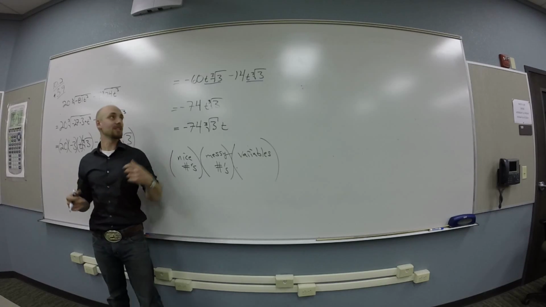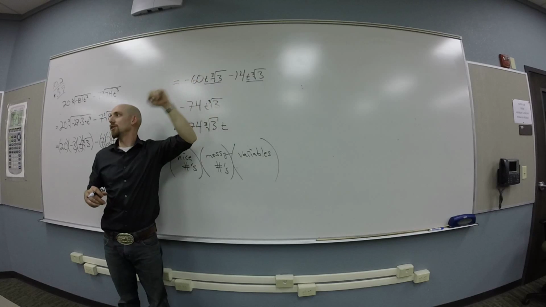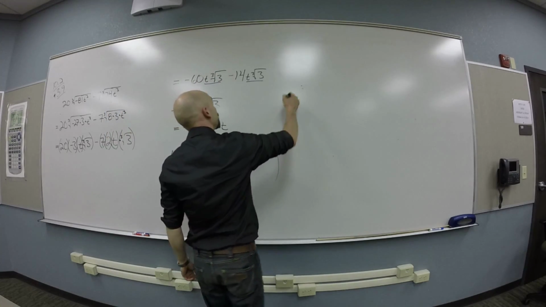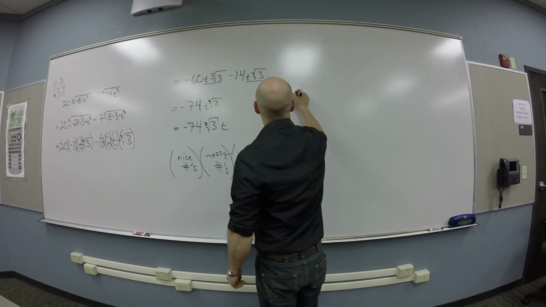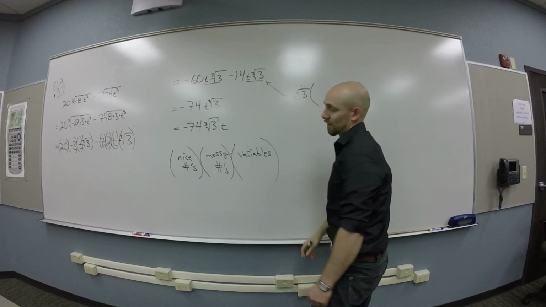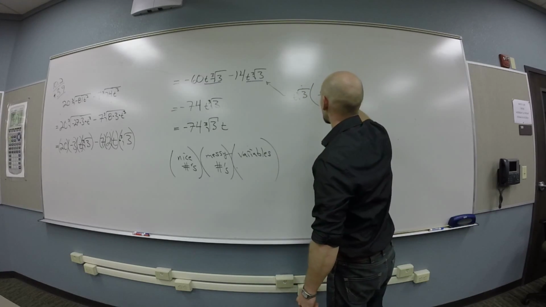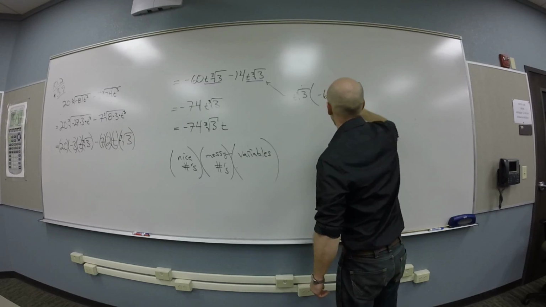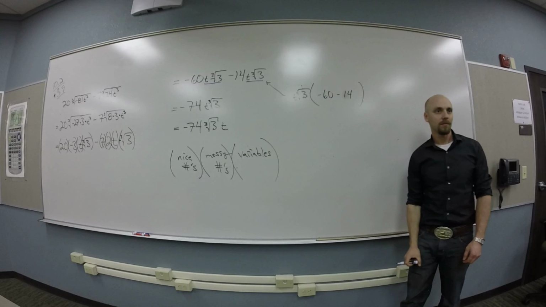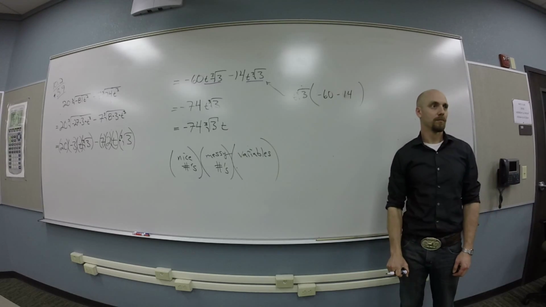If you don't want to think about these as like terms, another thing you could do is factor that t cube root of 3 out of this thing. If we factored this, we'd get t cube root of 3 times what? Negative 60 minus 14, and that would pretty quickly be our negative 74, right? You guys cool with that? Either way you want to think. Okay. Cool.